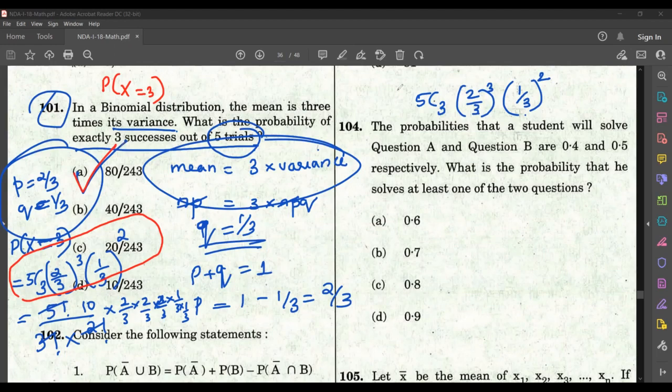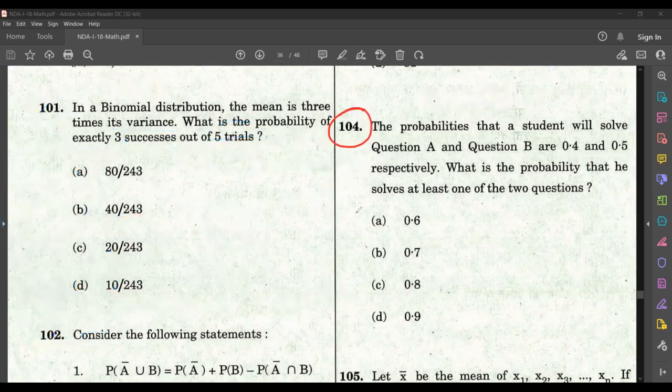Next is question number 104. The probability that a student will solve question A and question B are 0.4 and 0.5 respectively. What is the probability that he solves at least one of the two questions?